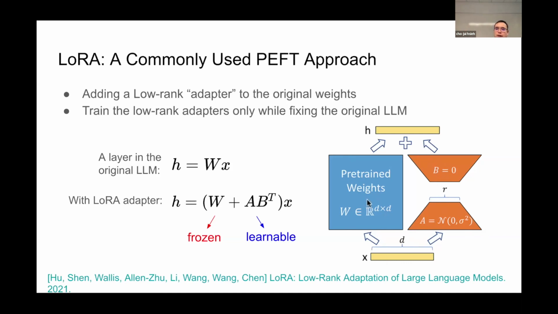So you have an input, you pass it through both sides, you get the output, and then you go to the next layer. Mathematically, the original layer is h equals W times x. With LoRA, you have h equals (W plus A B transpose) times x. The good thing about this is you can add these two things together at inference time, so you don't really have additional inference cost.